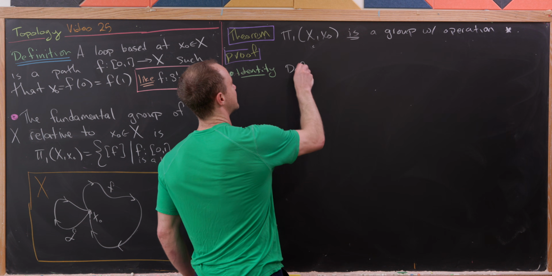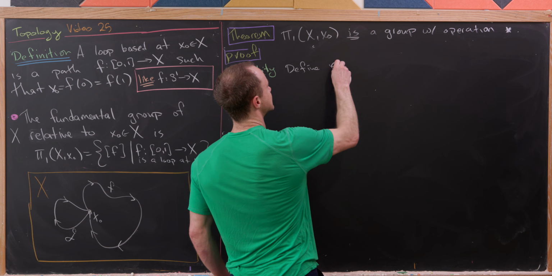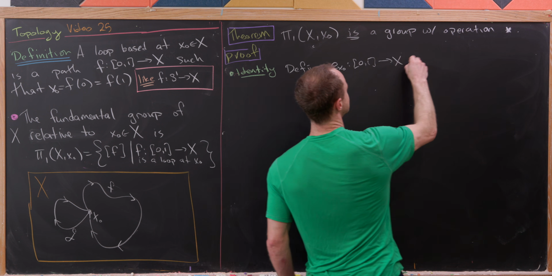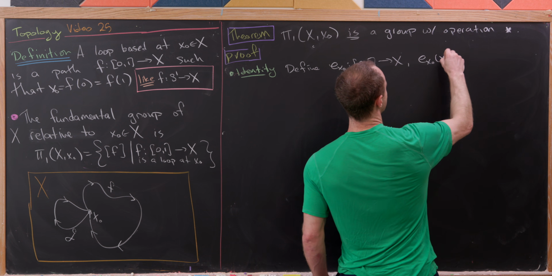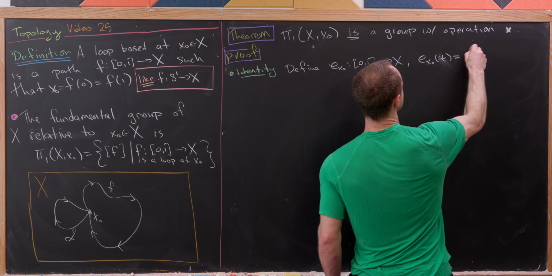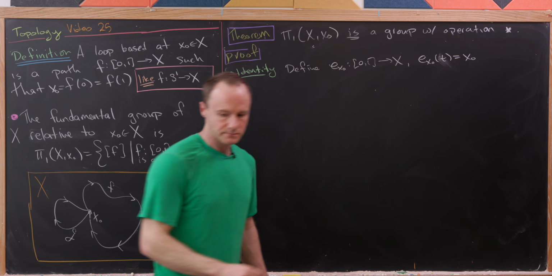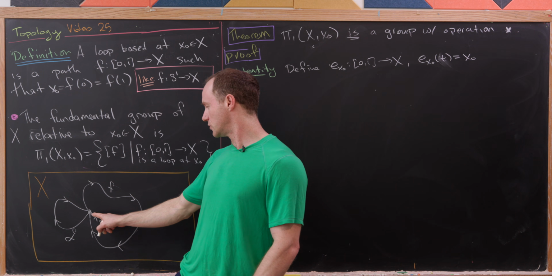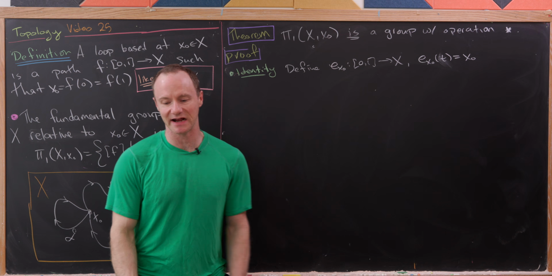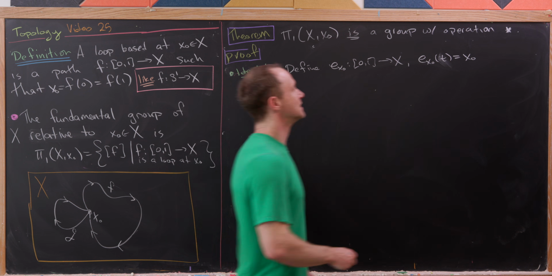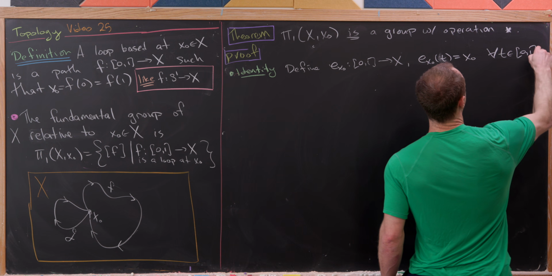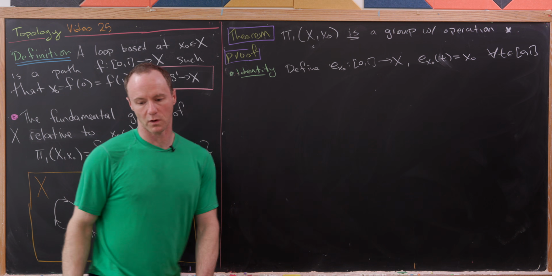So let's define e sub x naught, going from [0, 1] into X, so that e sub x naught evaluated at t is simply always x naught. So this is a pretty boring loop. This is just the loop that stays stationary at x naught. It doesn't go anywhere. And so maybe let's point that out, this is for all t on the interval from 0 to 1.